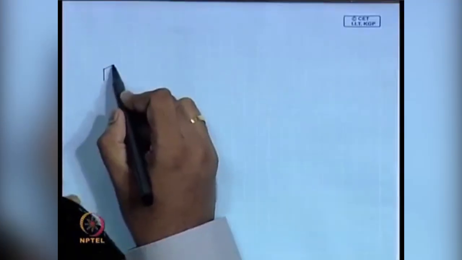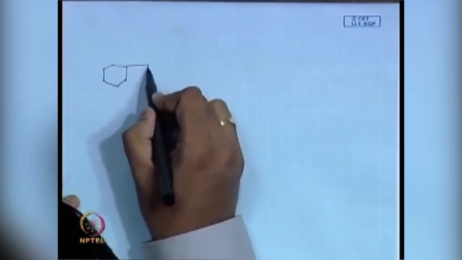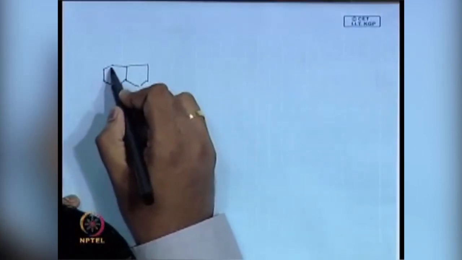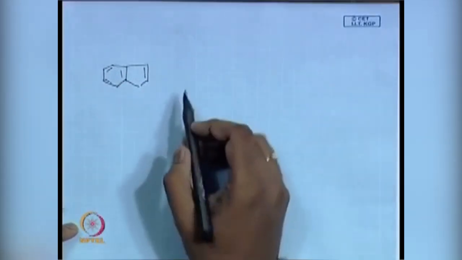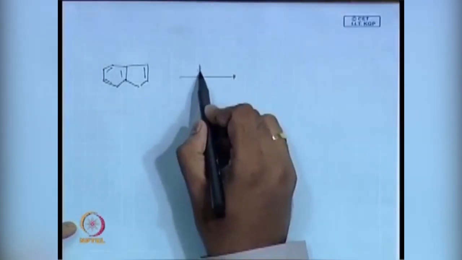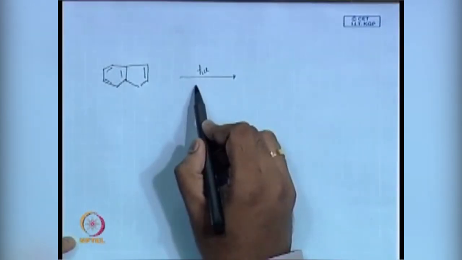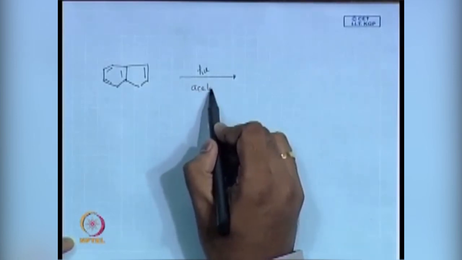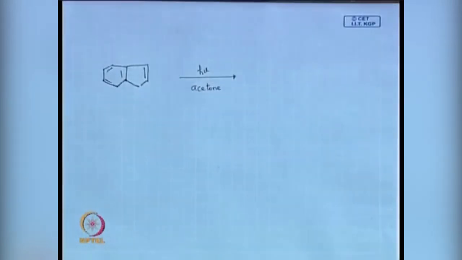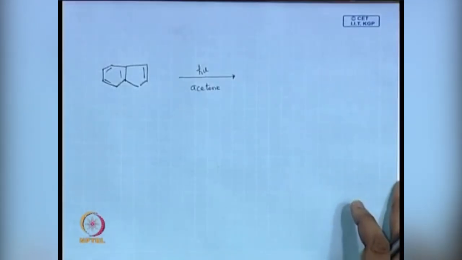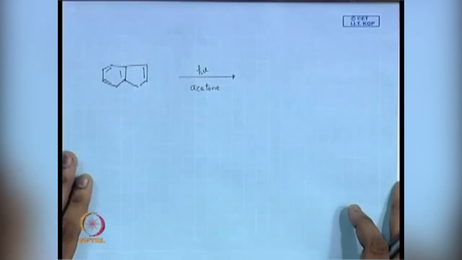Now, I take another example, an aromatic system. Okay. I am photolyzing this in any solvent you can take, or I say I am taking acetone. That means I am photolyzing this in acetone. So, what are you thinking about this reaction? I take a compound, dissolve it in acetone and photolyze it. So, what are you expecting?